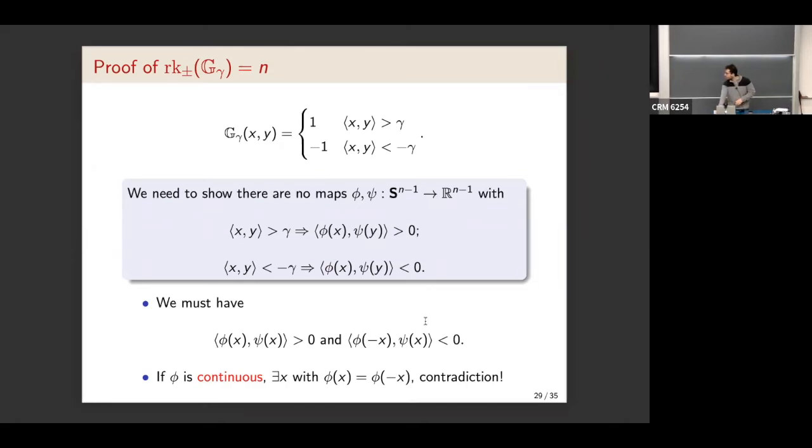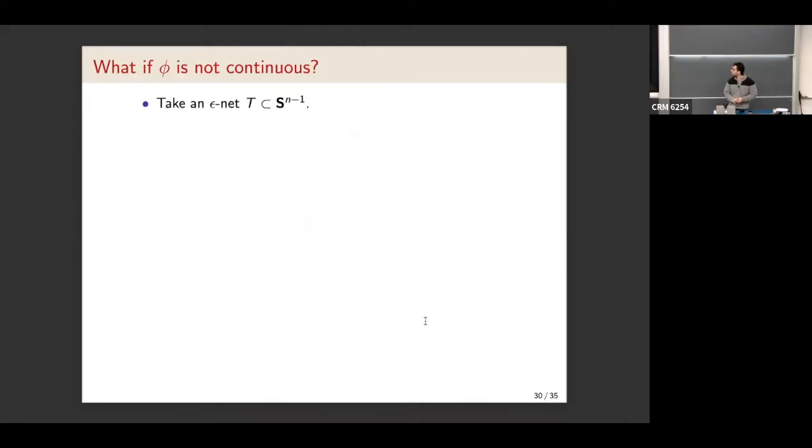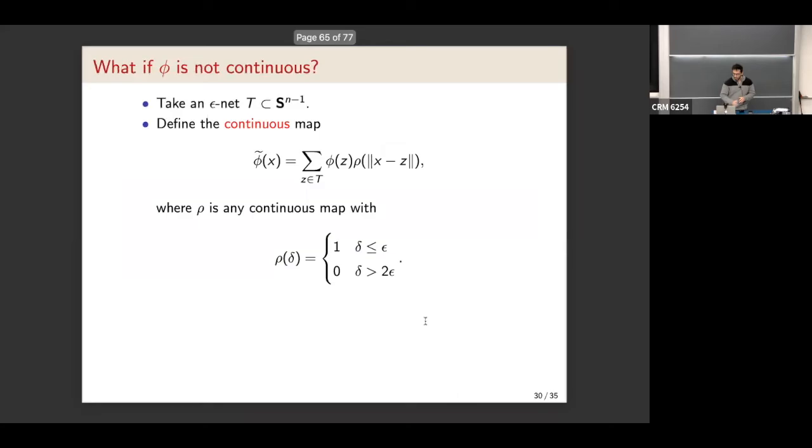Okay, so that's the continuous case. But what if phi is not continuous? That's not that difficult. We're going to make it continuous. So to make it continuous, we take a finite epsilon net in S^(n-1), and then define this new map phi tilde as the following. For every point x, you look at all the points in my epsilon net, and I average, or add up, the ones that are close to x in a continuous way.